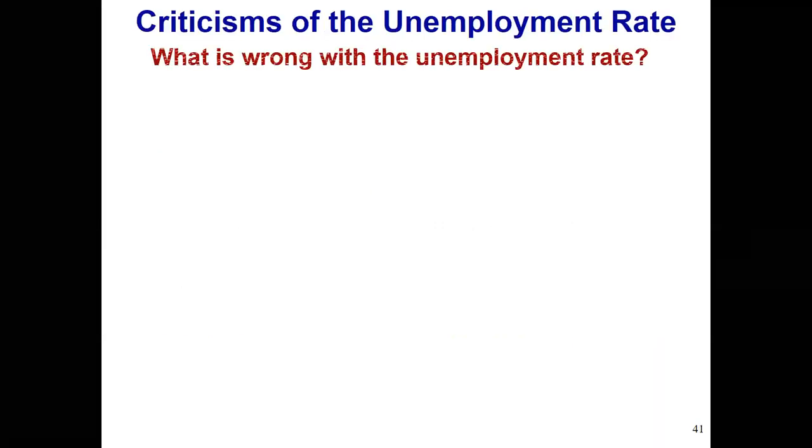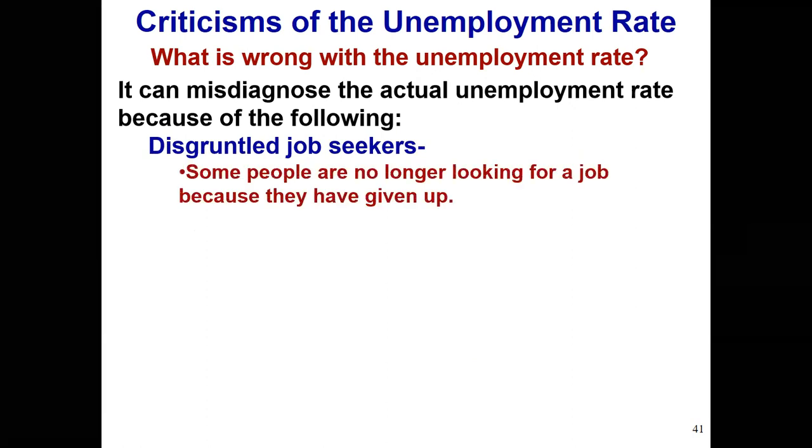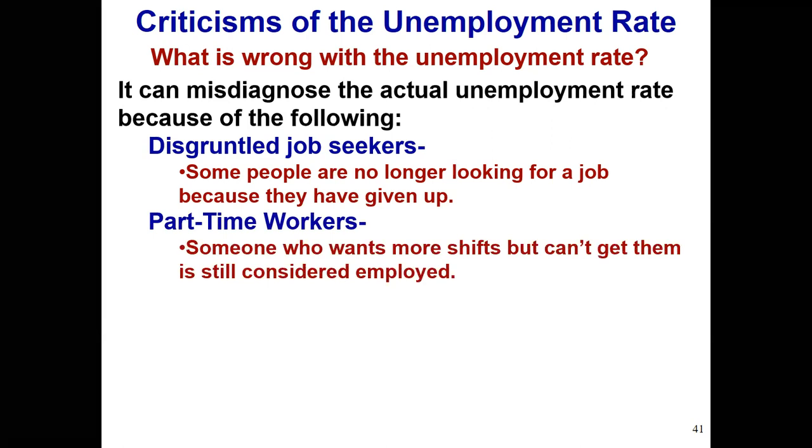All right, some criticisms of the unemployment rate. We talked about how we can misdiagnose the actual unemployment rate because of discouraged workers. When you take them out of the workforce, they're not working, but we're not considering them unemployed because they stopped looking for jobs. Remember, you have to look for a job every 4 weeks to be considered unemployed. Part-time workers: a part-time worker is considered employed, but maybe I'm working 20 hours and I want 50, or I need 50 to support my family. I'm being counted as employed, but I'm really not getting what I want.